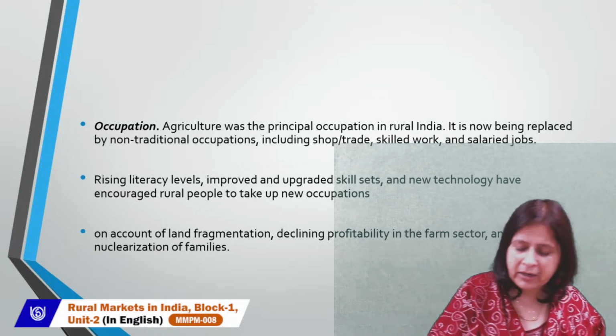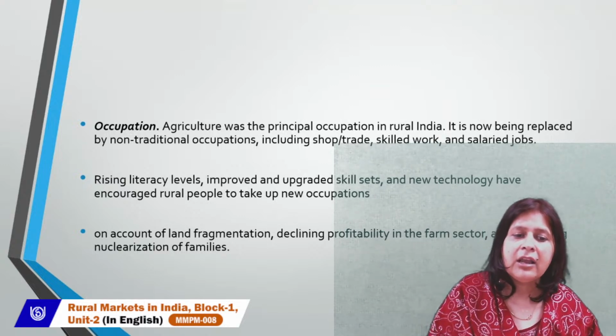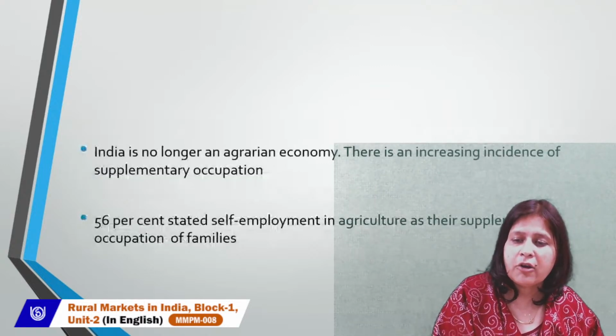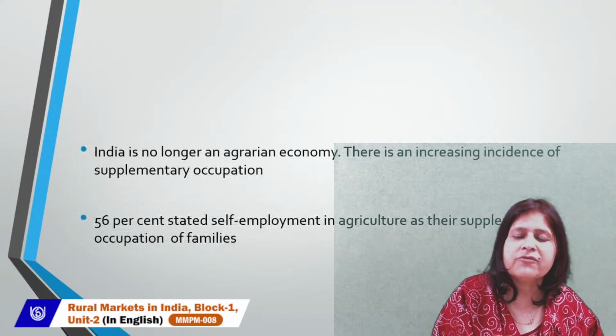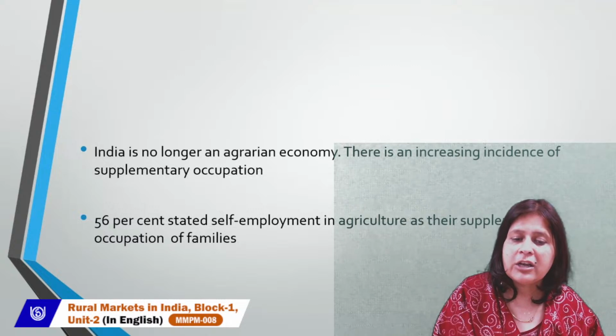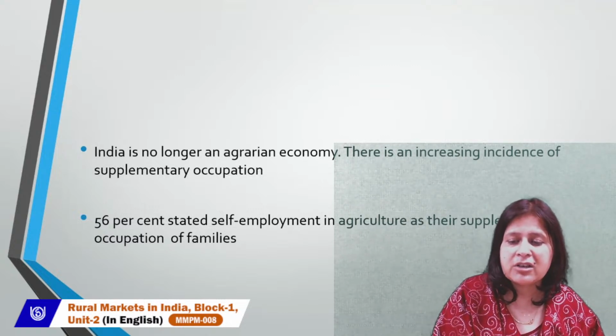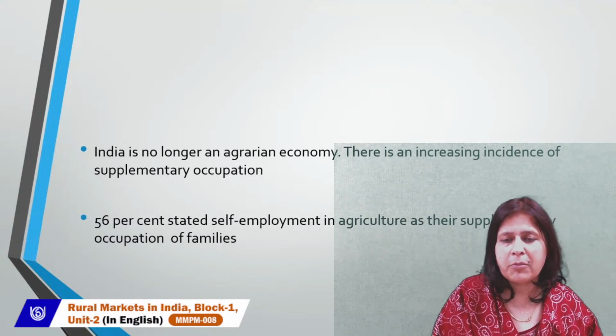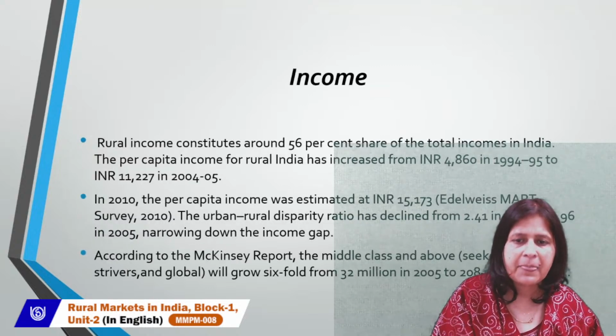So land fragmentation is going on, right? India is no longer an agrarian economy. There is an increasing incidence of supplementary occupation. 56% stated self-employment in agriculture as the supplementary occupation of their families.